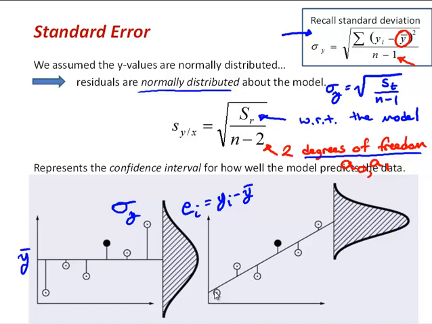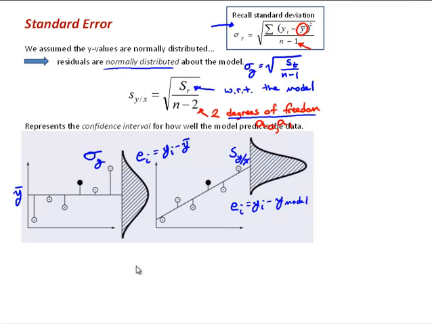Now, if we fit a line through the data, we can look at a distribution of the residuals, e sub i or y_i minus y model, where the model is our linear equation evaluated for each data point. We have a much tighter bell curve, and the shape of that bell curve is defined by the standard error, S_y/x. And if you recall, what we're saying there is that our model would predict 95% of the data y_i within twice that standard error.